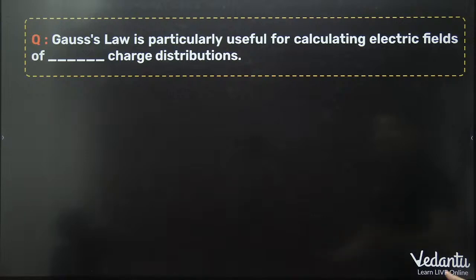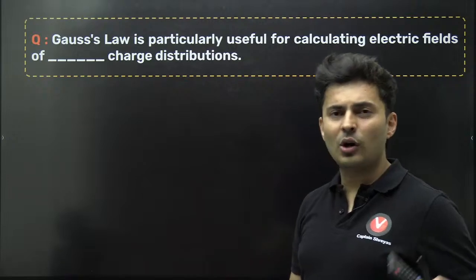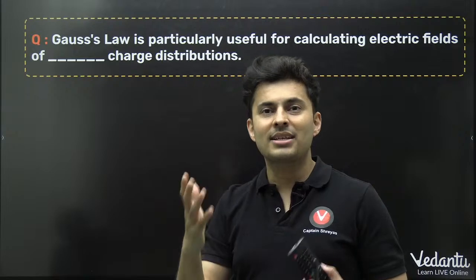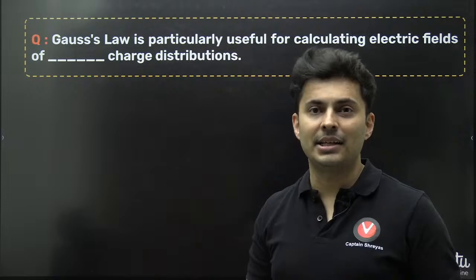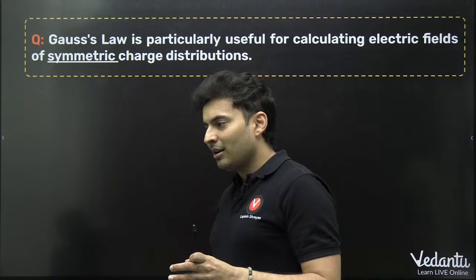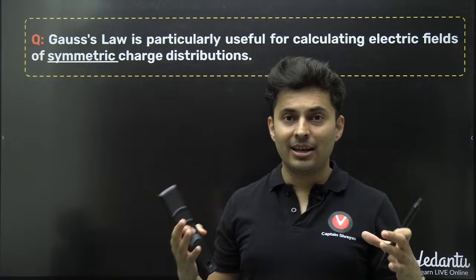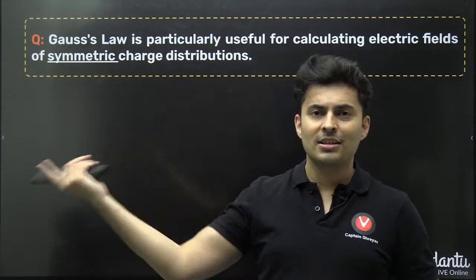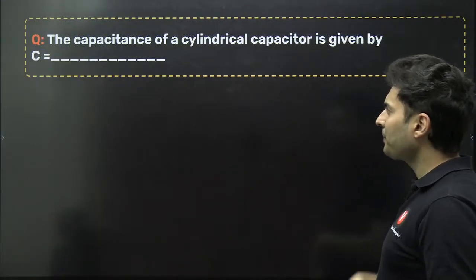Gauss's law is particularly useful for calculating fields of dash charge distribution. If you see Gauss's law, it is always used for infinitely long wires, spherical bodies, all those kinds of things. What is so common in all of them? They are all symmetrical. They always have some kind of symmetry, right? A sphere has three-dimensional symmetry. A shell, three-dimensional symmetry. A large sheet, a line charge, symmetry in all directions, right? So symmetry should be there.